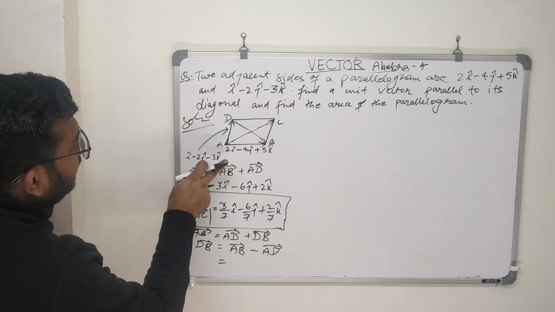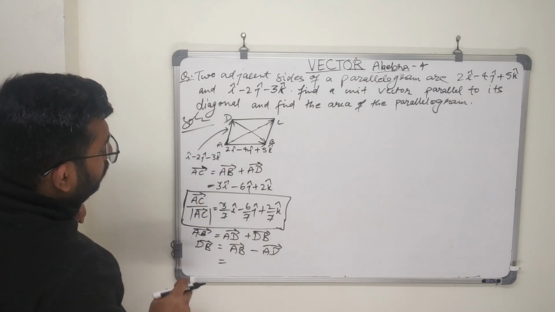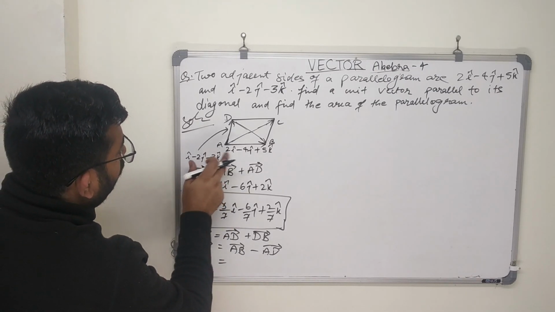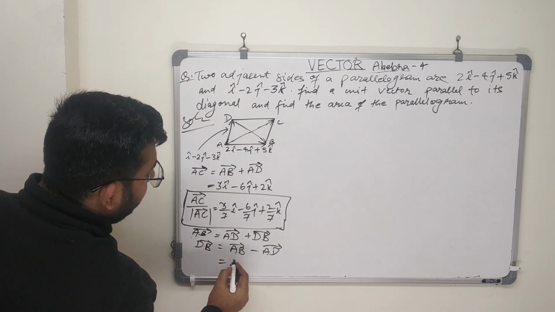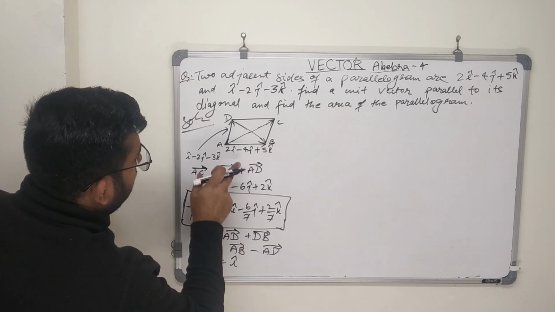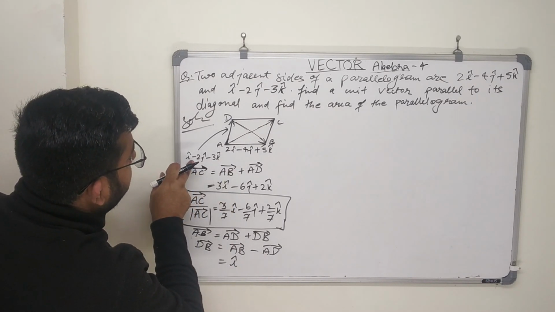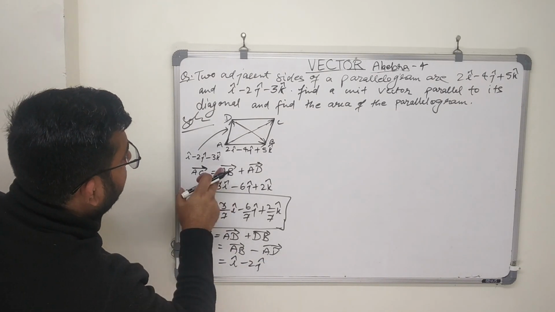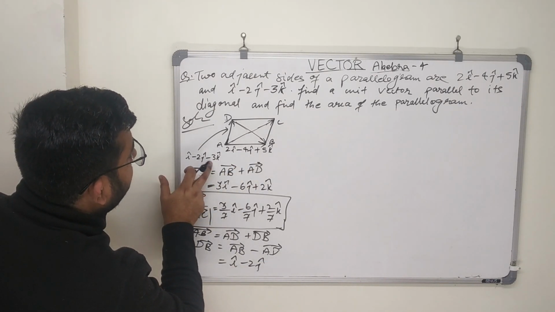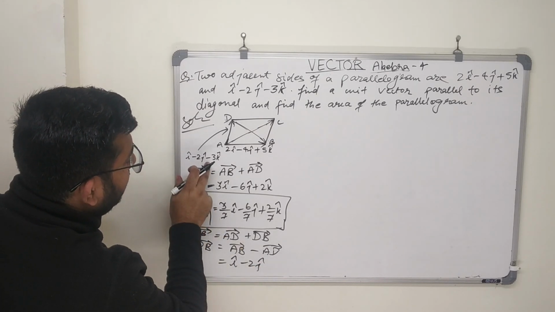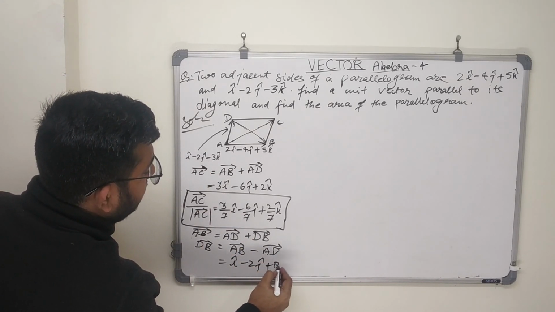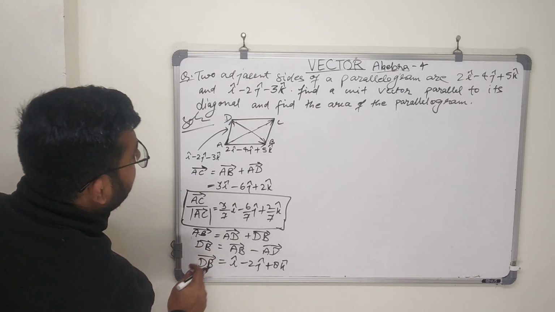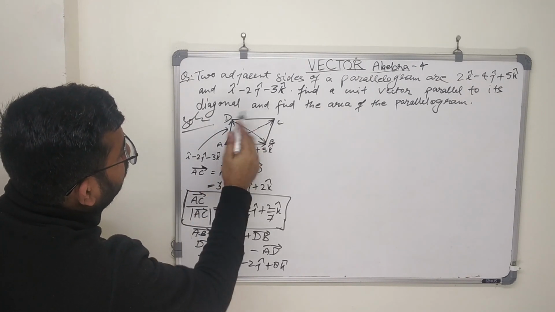Putting the values of AB vector and AD vector, AB vector minus AD vector directly gives 2i cap minus i cap, that is equal to i cap, then -4 minus -2, that is -2j cap, and then 5k cap minus -3k cap, minus minus plus, that is equal to plus 8k cap. So this will be equal to DB vector. That is again one of the diagonals of the parallelogram.